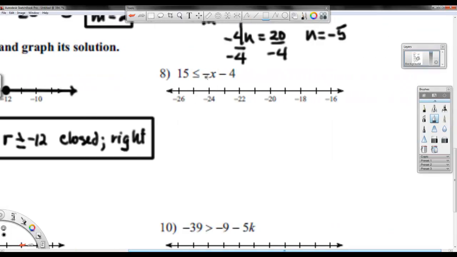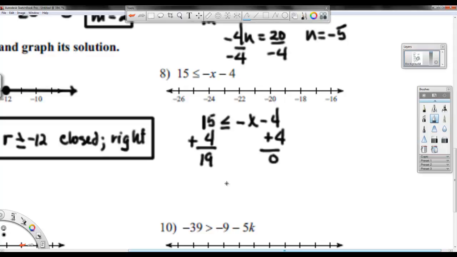All right, let's do number 18. Out of the 4 inequalities, I think this is the easiest one. So I have 15 is less than or equal to a negative x, subtract 4. I'm going to keep the x on the left-hand side. It makes the algebra a little bit easier to do. It's a negative 4, so I want to do a positive 4 to get it to go to 0. Then I will do the 4 over here to keep the equation balanced. That will give me 19.